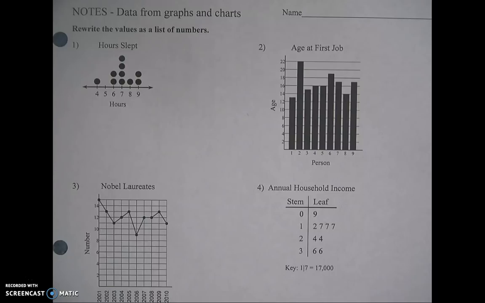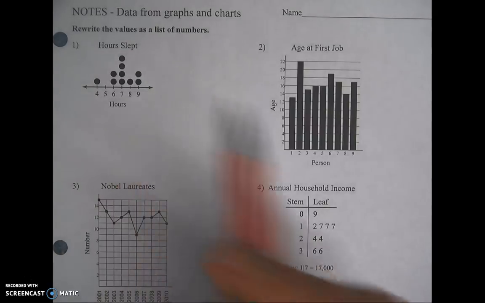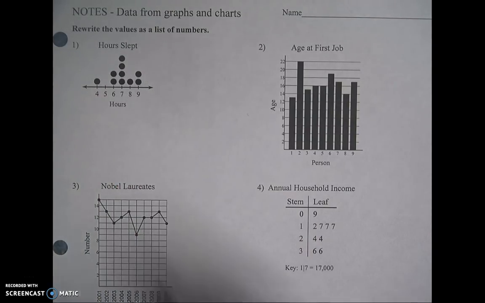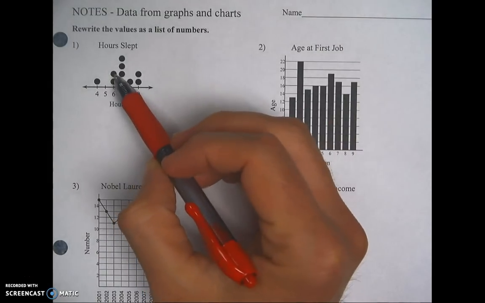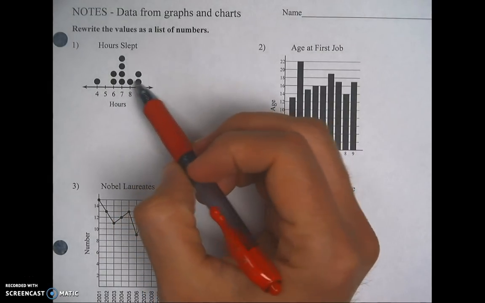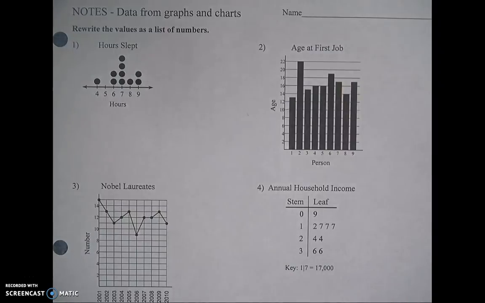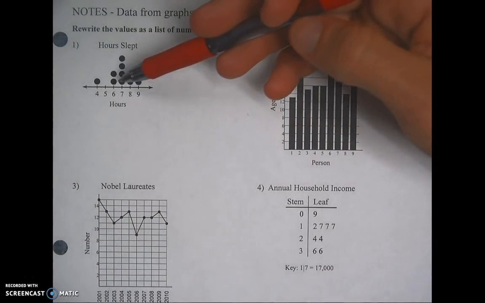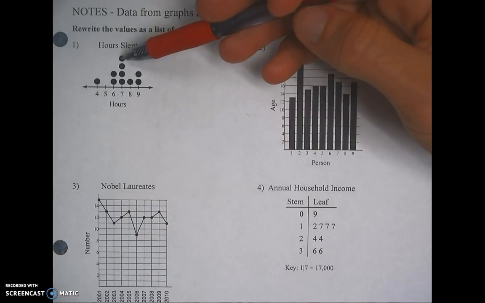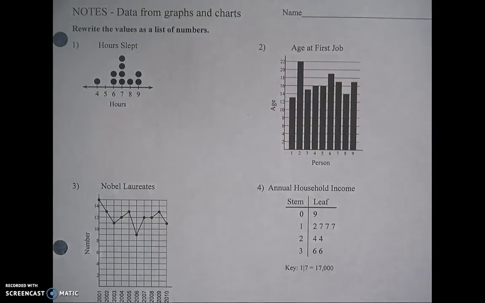So when I look at number 1, it's representing hours slept, and each dot represents a different person, basically. If you count up how many dots there are, that's how many people are being surveyed here. So I've got 1, 2, 3, 4, 5, 6, 7, 8, 9, 10 different people being surveyed. Some people might interpret this as 7 times 4, so this is 28 hours or something like that. And that's not what it's saying.